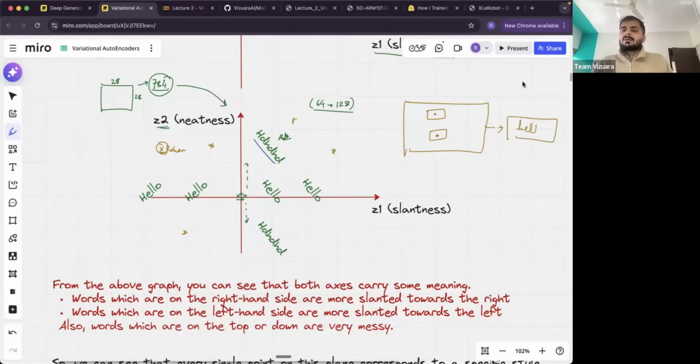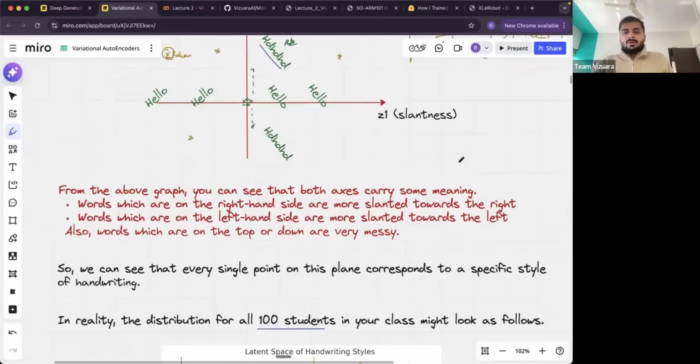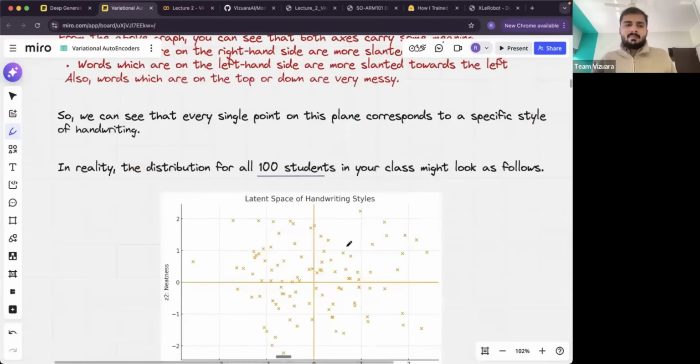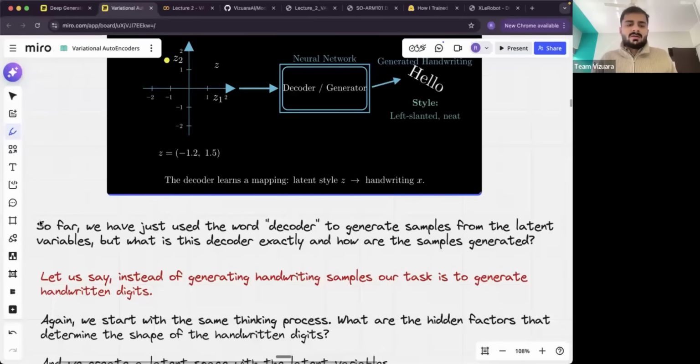What's happening over here? How is this part of the process being taken care of? That is done by the decoder, and we will try to understand what the decoder exactly does. In the remainder of the lecture, instead of generating handwriting samples, we are going to take another example, which is to generate handwritten digits. From handwriting samples, now we are moving ahead to the task of generating handwritten digits.